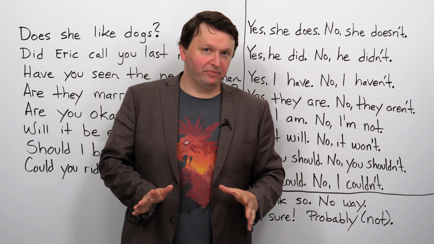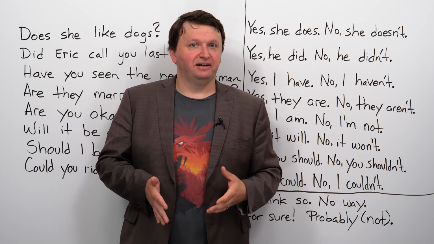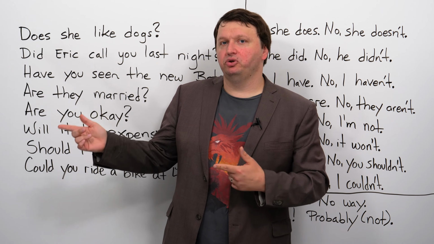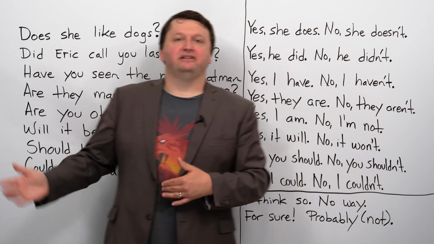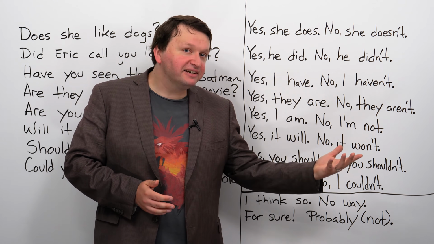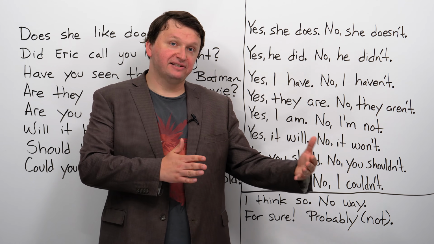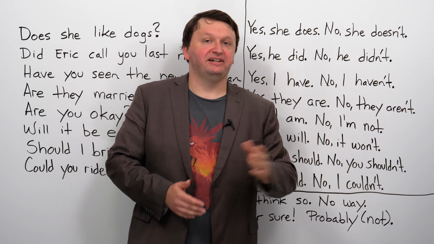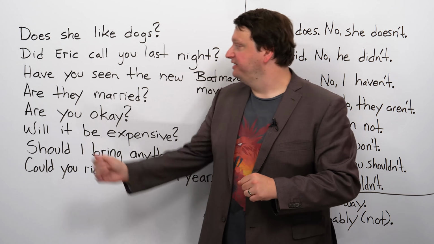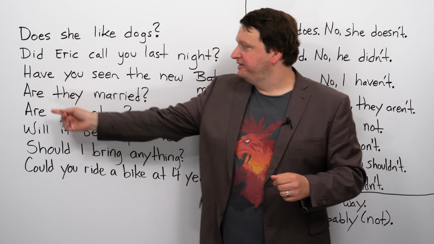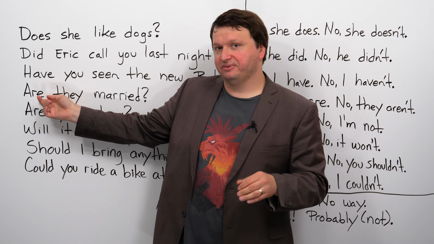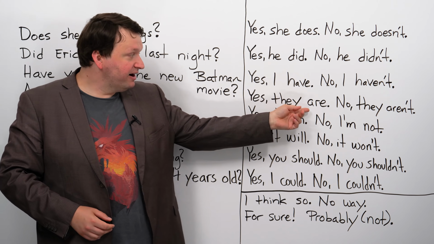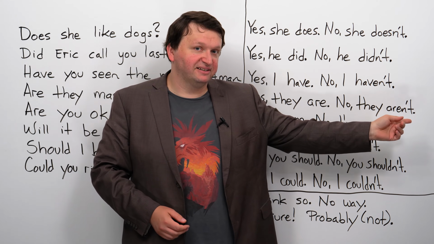It's very important to remember that you still have to conjugate the auxiliary verb. So if the question was, has Erica seen the new Batman movie? My friend Erica, you answer with, yes, she has, because for she, you use has for the third person with the verb have, or no, she hasn't. Okay, so just make sure you're still conjugating correctly. Next, are they married? Auxiliary verb is are. Okay, so this is the verb to be. Are they married? Yes, they are. No, they aren't. Okay?